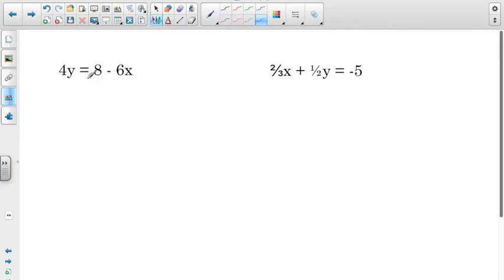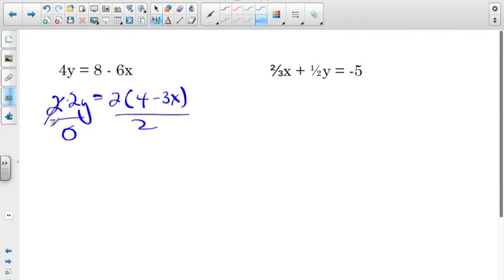Okay, so 4y is equal to 8 minus 6x. Common factor here is going to be 2. Got to get rid of it. So I take a 2 out of this, and I'm left with 2y. I take a 2 out of this over here, and I come up with 2 times 4 minus 3x. Let's divide both sides by 2. Those 2's go away here. Those 2's go away here. I'm left with 2y is equal to 4 minus 3x.